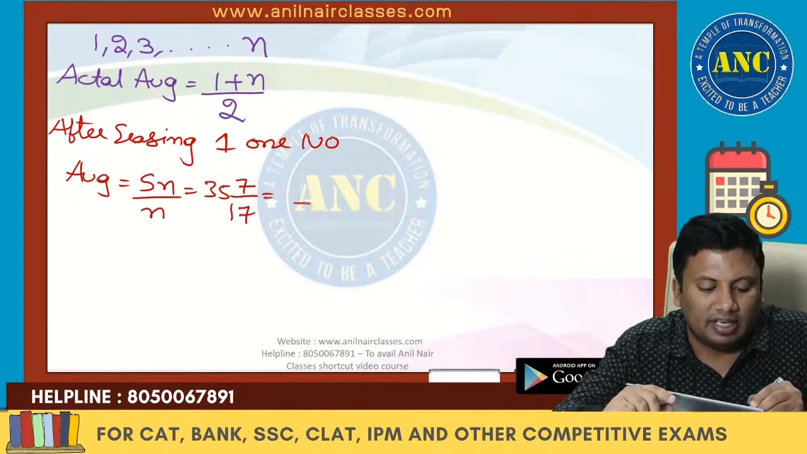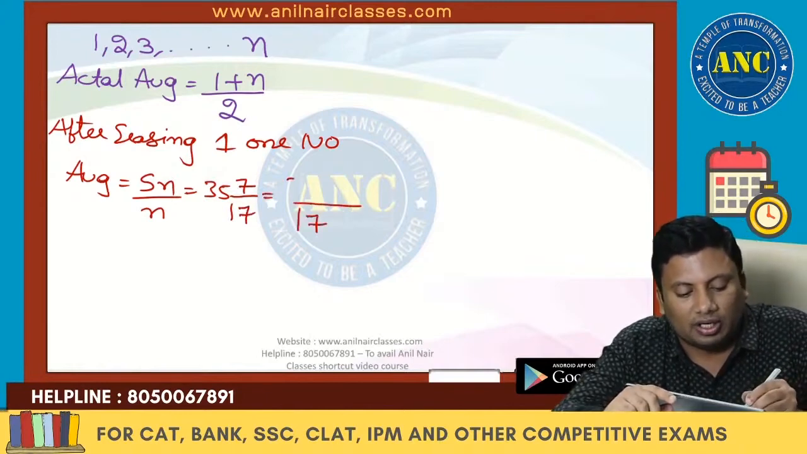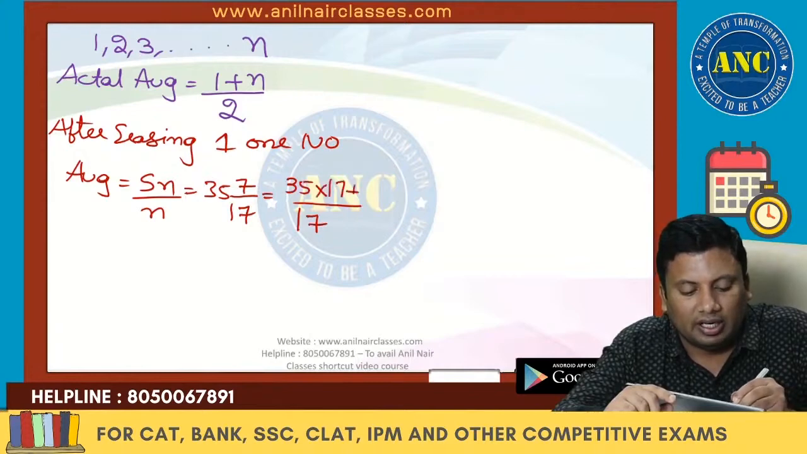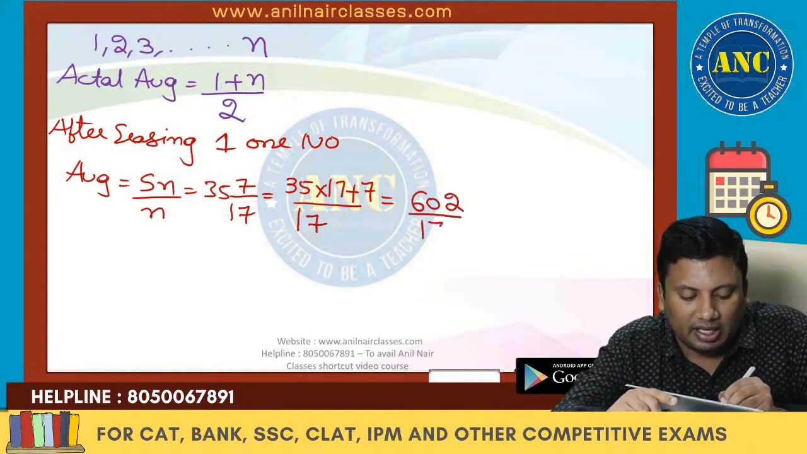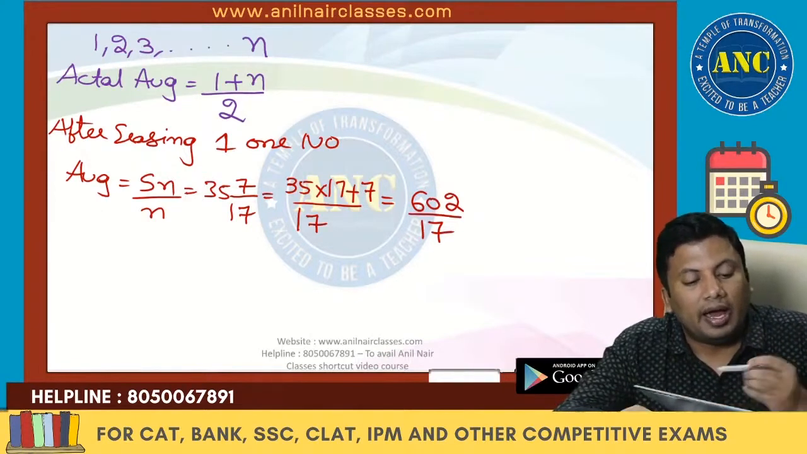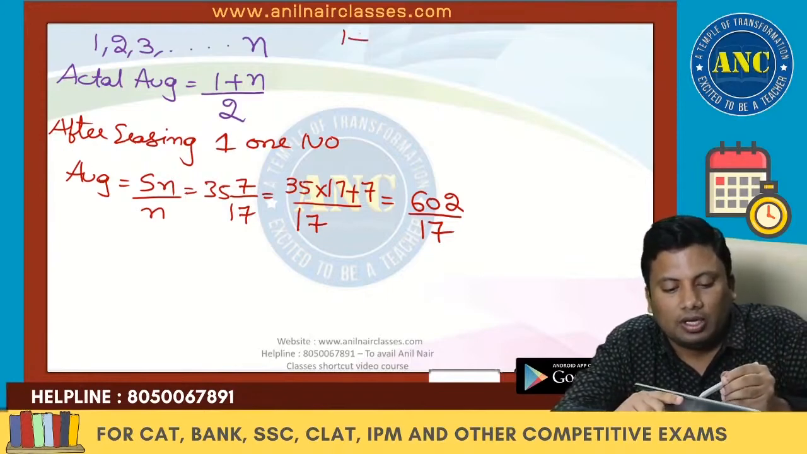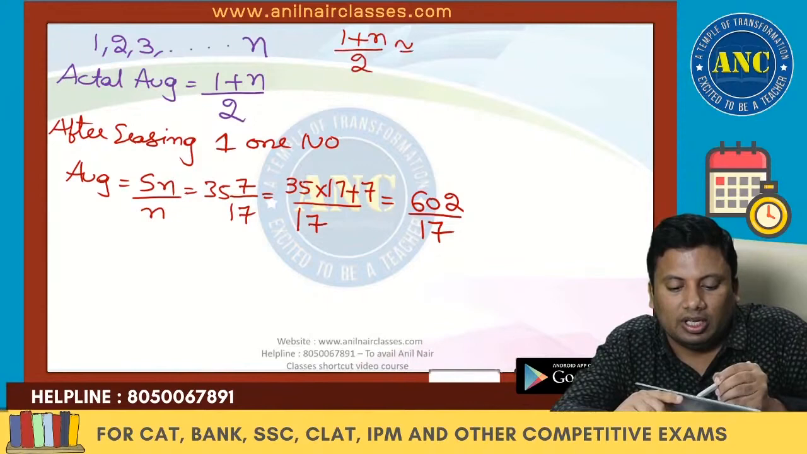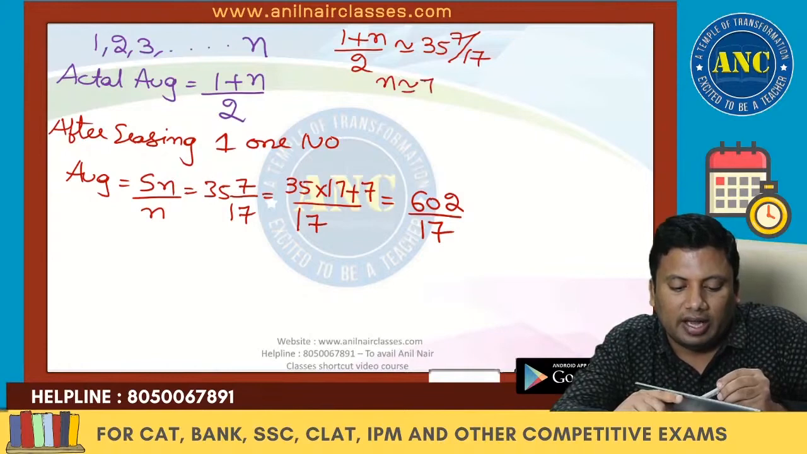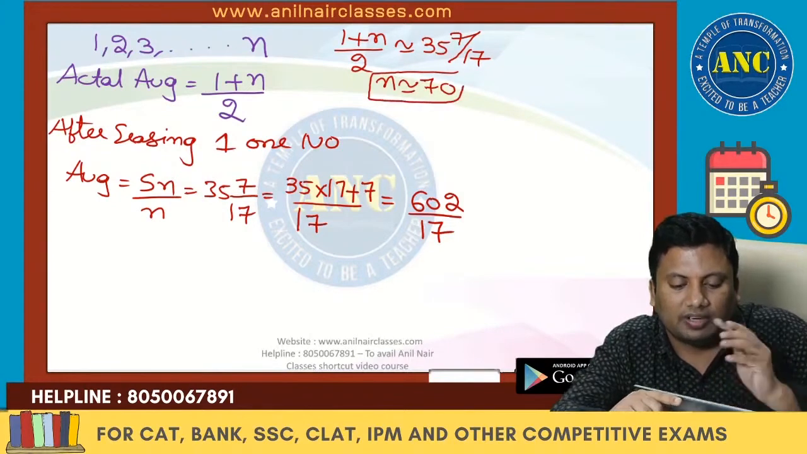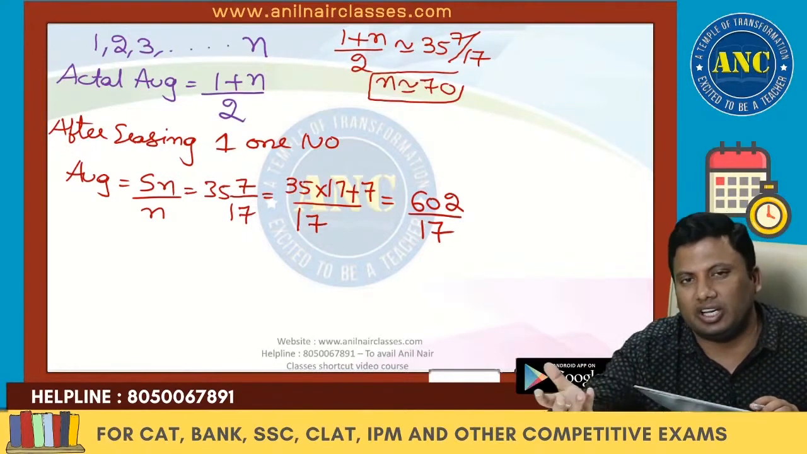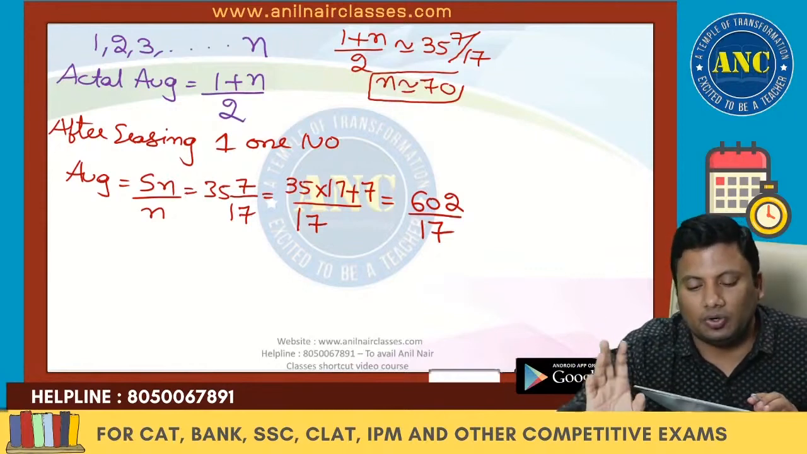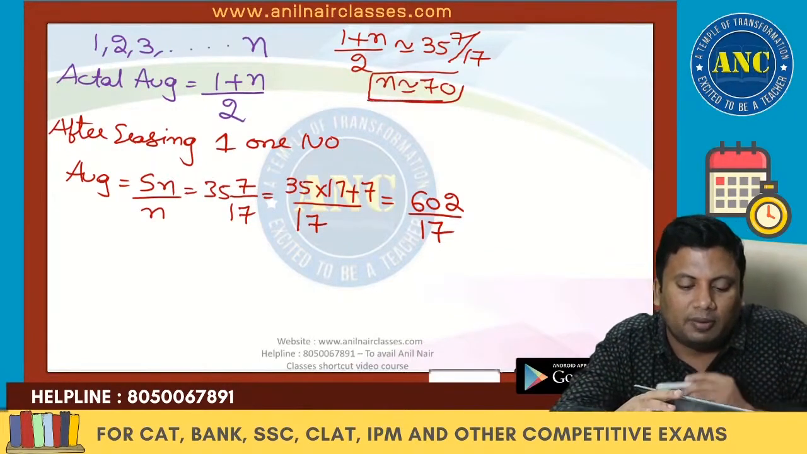35 7/17, if I convert into a fraction, is (35 into 17 plus 7)/17, which is nothing but 602/17. Now see here. The actual average is (1 + n)/2. The average given in the question is 35 7/17. Just by looking at the question, I can say that n will be close to 70. It could be 69, 71, 68, 72 and so on.